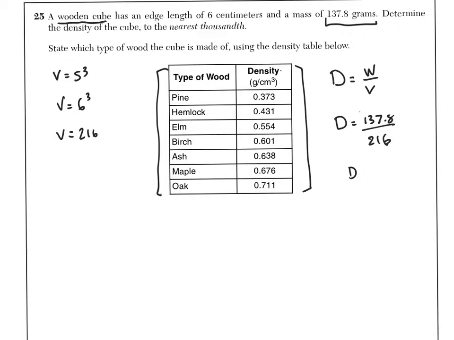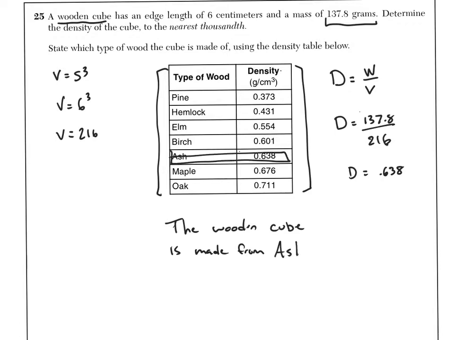137.8 divided by 216. That's pretty much 0.638. So the wooden cube is made from ash. Kind of weird to make a wooden cube out of ash, but I don't know, whatever, that's the question.